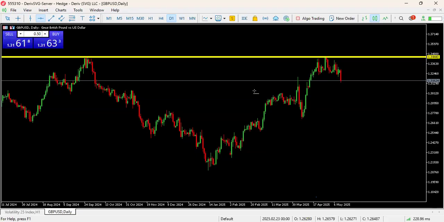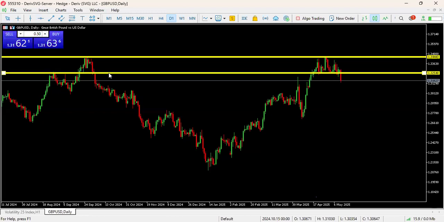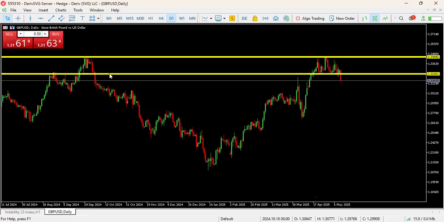Now let's identify another key level. Is this place our key level? Yes or no? Remember, key levels are places price has touched and bounced back. Yes, it is a key level. So price has touched this level again.